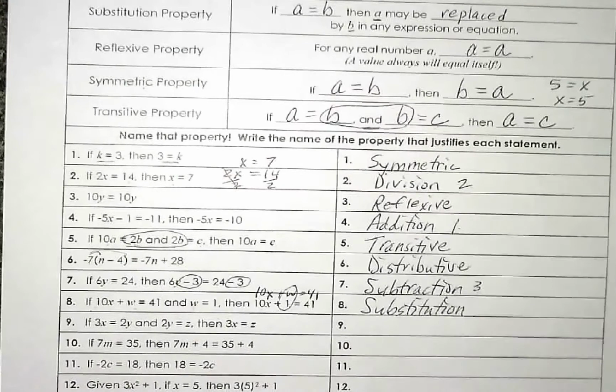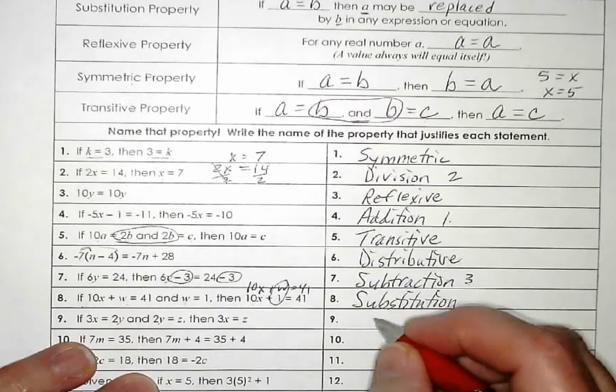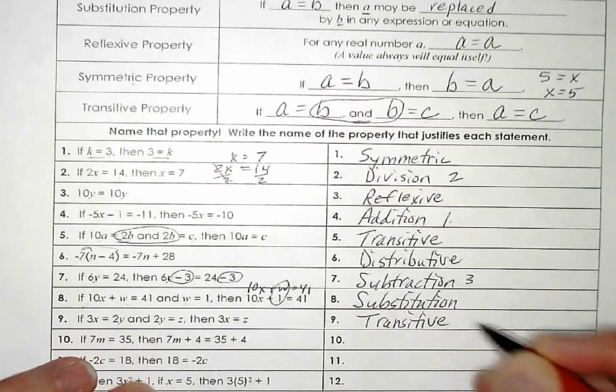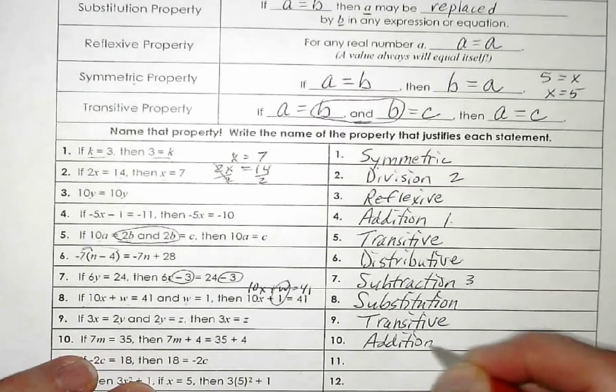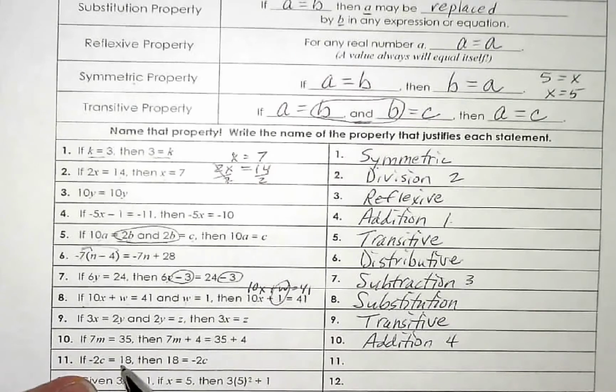All right, why don't you stop the video just a second and do those 9 through 14, and we'll come back and show you the answers. All right, number 9 is transitive. Number 10 is addition. We're adding 4 to both sides. Number 11 is going to be symmetric.